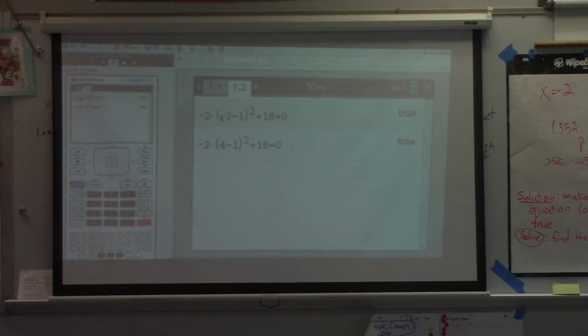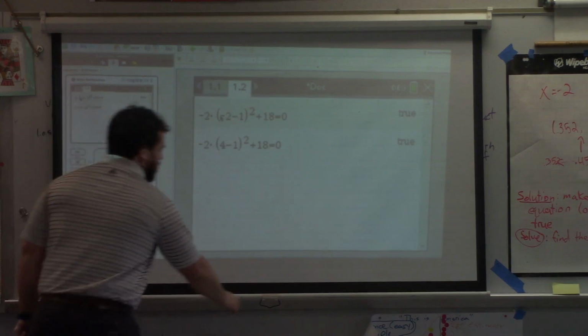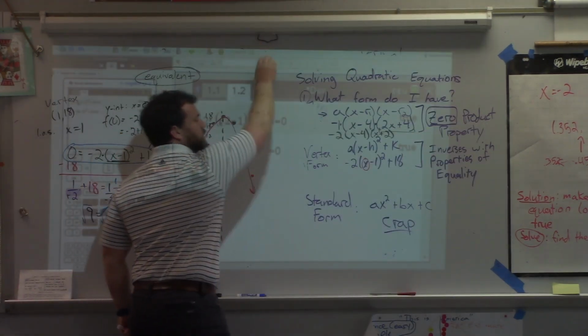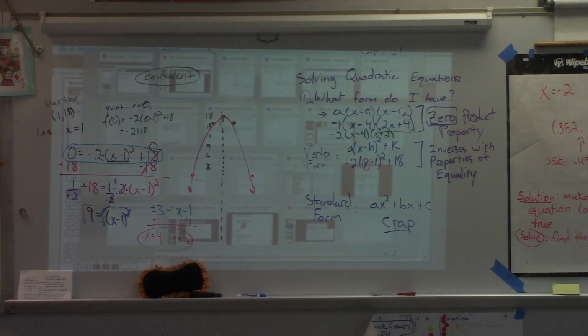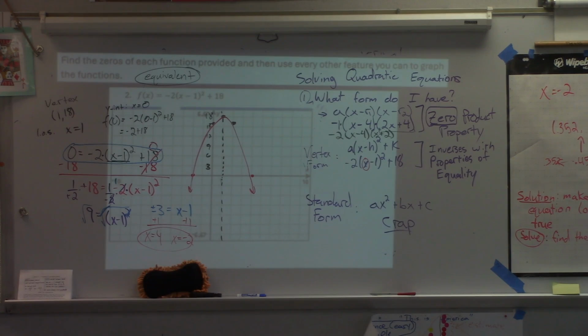We have these techniques that are available to us to help us solve. Here's this if you still need some more. But I need to make sure we clearly understand what solving actually means, because what we have determines how we solve it. If I have factored form, I'm trying to use a zero product property. If I have vertex form, I'm trying to use inverses with properties of equality. And if I have standard form, I'm not about that life. I do something else. Okay?